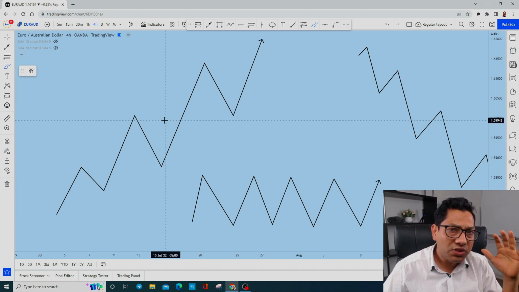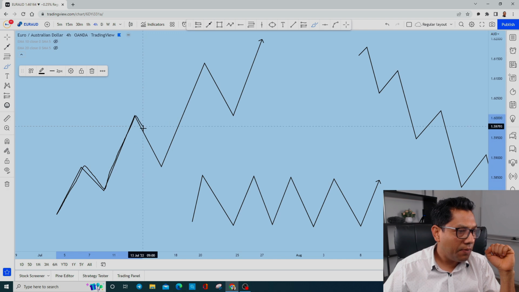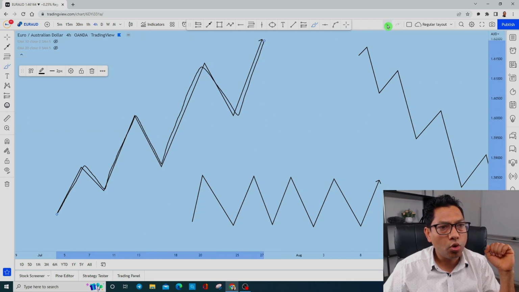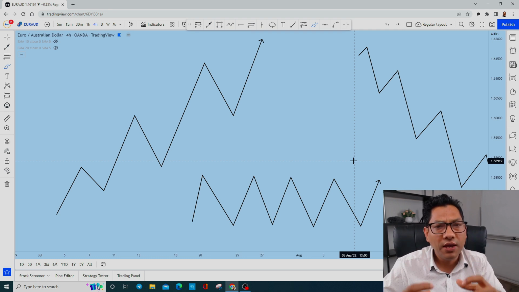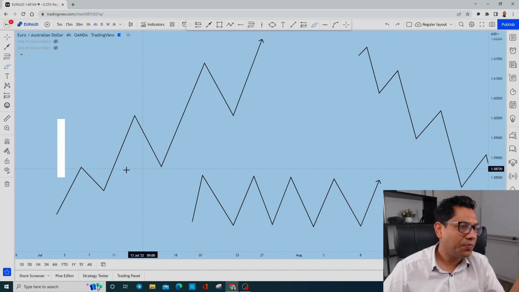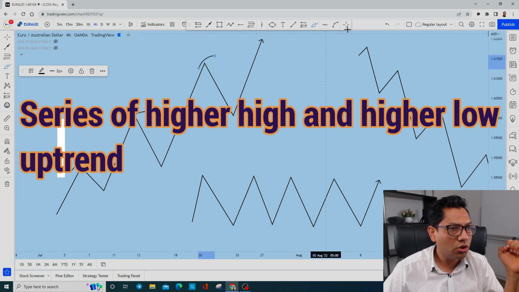So if you see a market moving like that, going up, coming down a little bit, going up again, coming down a little bit, going up again, that is what we call an uptrending market structure. So how do you know an uptrending market structure? The only way is when a market creates a series of higher highs. So what is a series of higher highs?